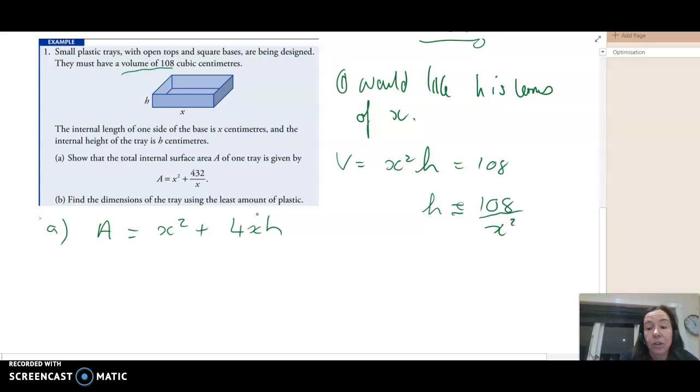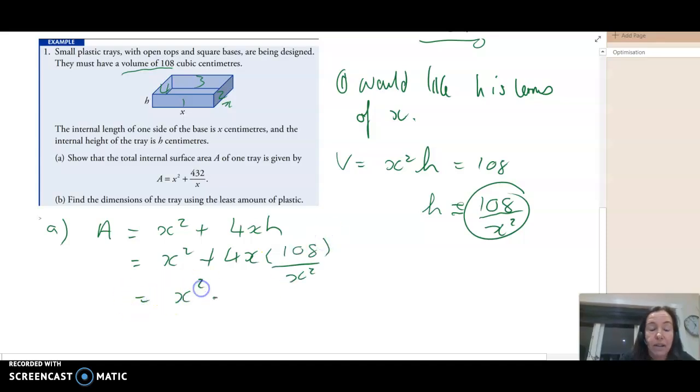Just have a look at that and make sure that you're happy. I've got 1, 2, 3, 4 sides. They all have a base of X and a height of H. So I've got 4 lots of XH. Doesn't have a lid, so that's it. So that equals X squared plus 4 x 108 over X squared. And so that solves very nicely to 4 times 108 over X.